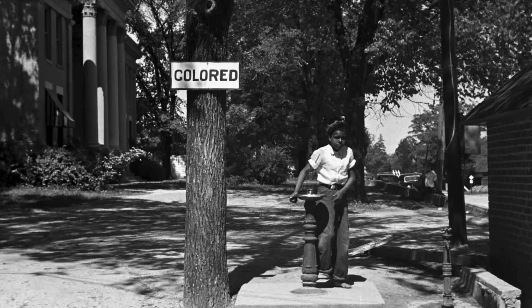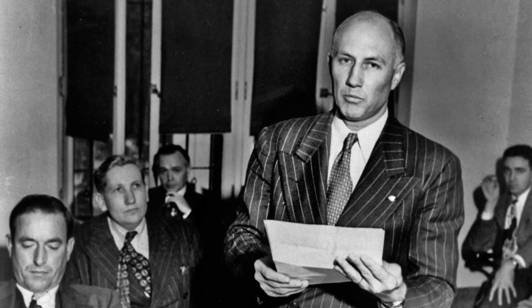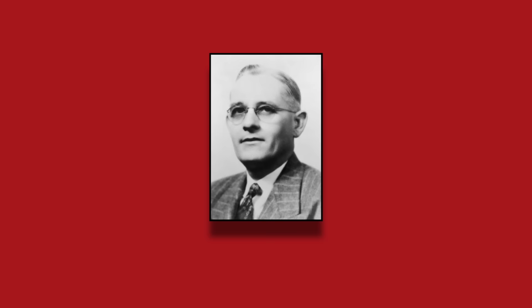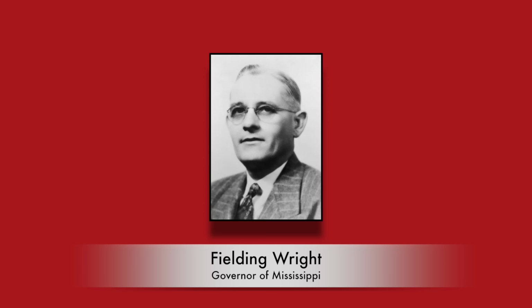The Dixiecrats wanted to keep the policy of racial segregation in the South and allow states to keep their infamous Jim Crow laws. They nominated Strom Thurmond, the governor of South Carolina and the guy who led the walkout of the Democratic Convention, for president, and Fielding Wright, the governor of Mississippi, as his running mate. Fielding Wright? More like Fielding Wrong.